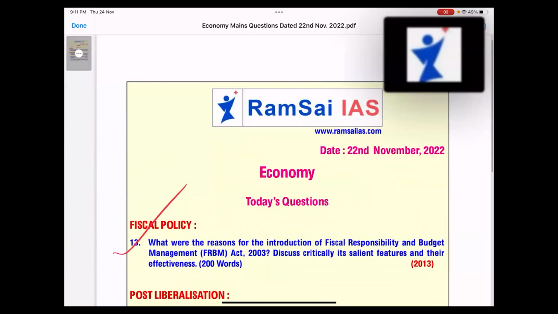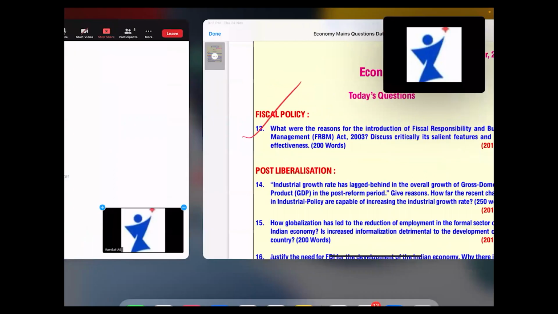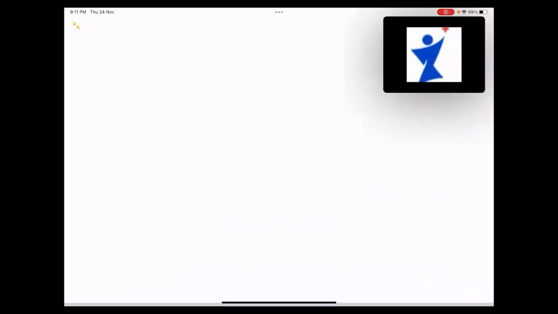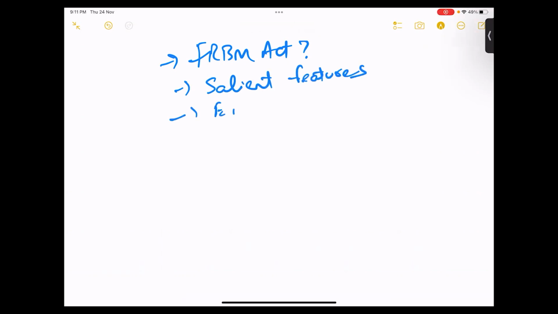So see the question. What were the reasons for introduction of FRBM Act 2003? Discuss critically its salient features and their effectiveness. So the examiner is asking you: FRBM Act, why it was introduced, salient features, and then effectiveness.